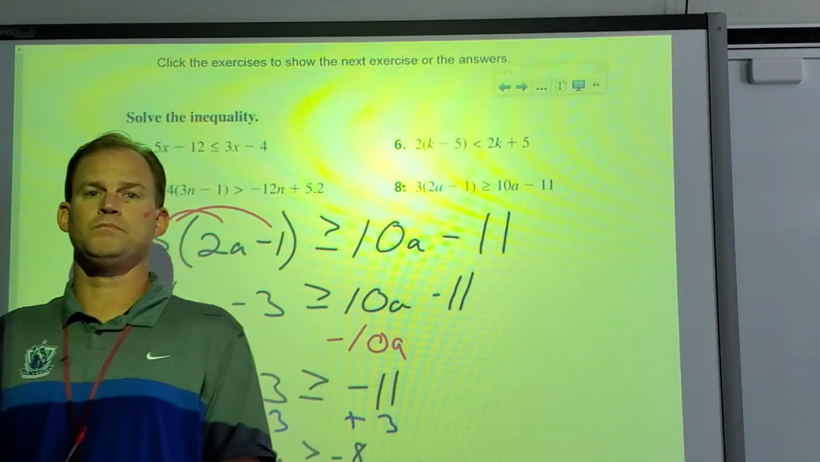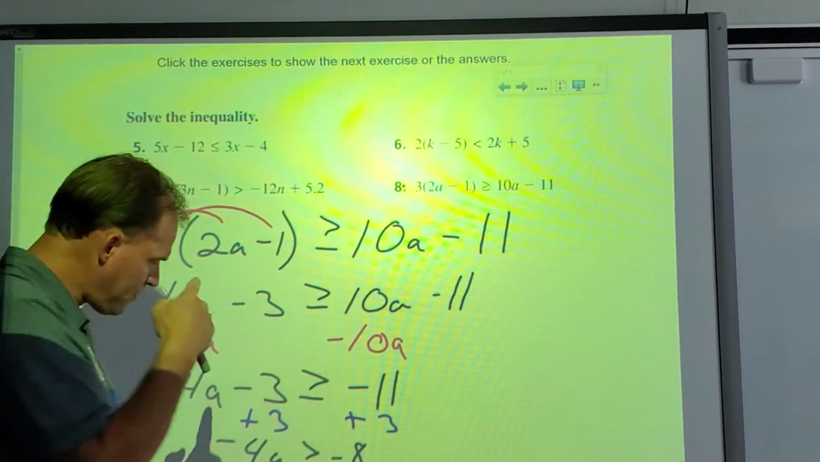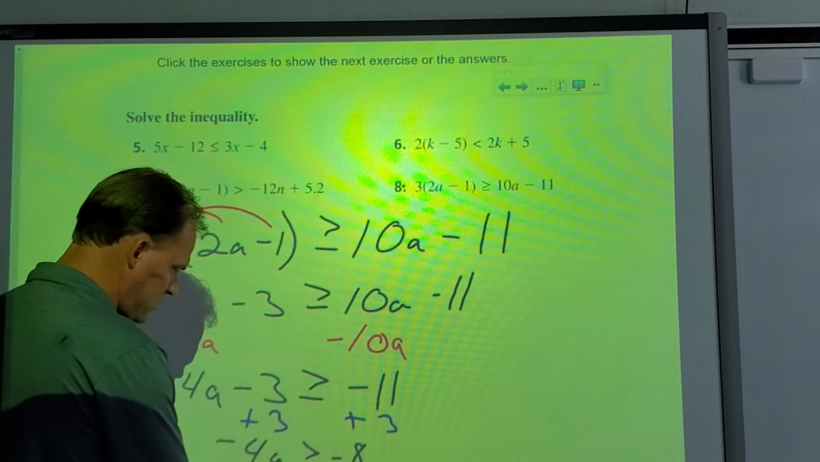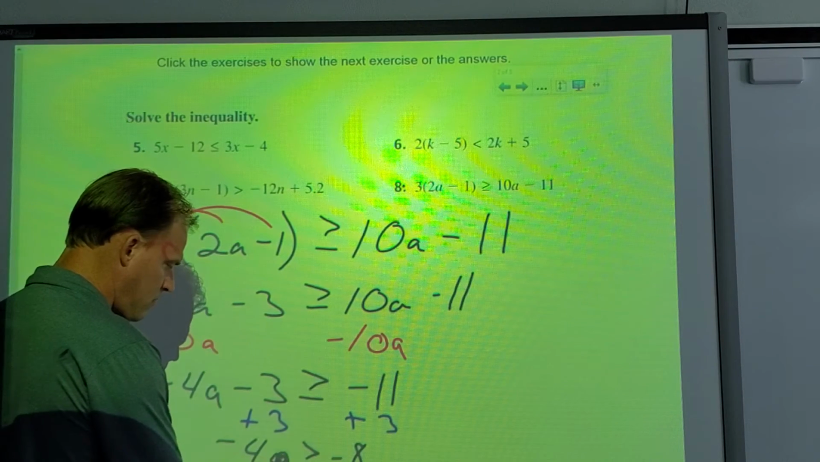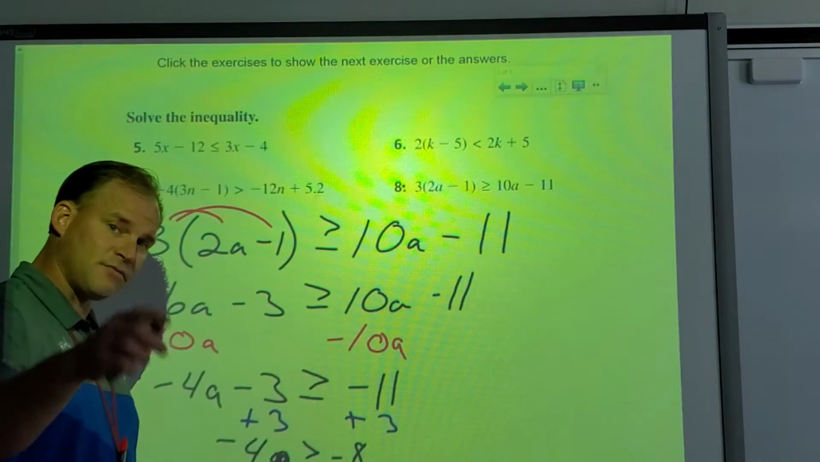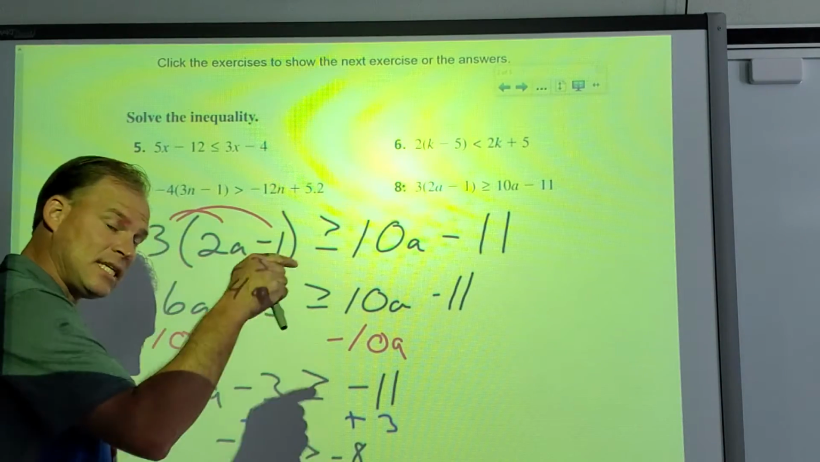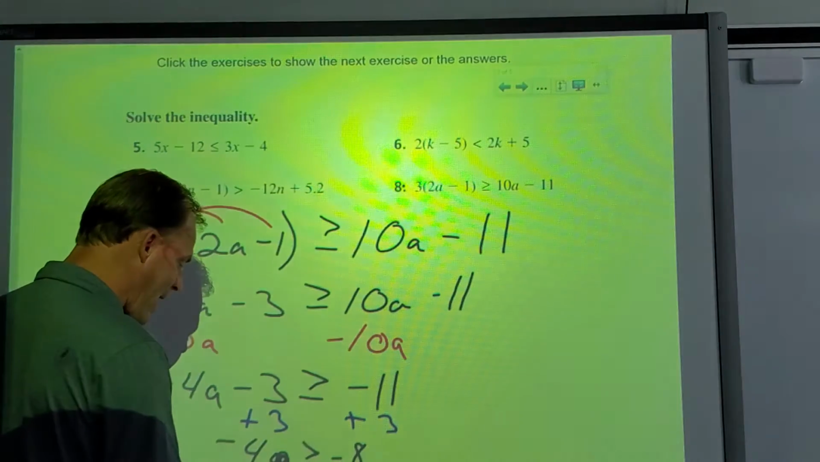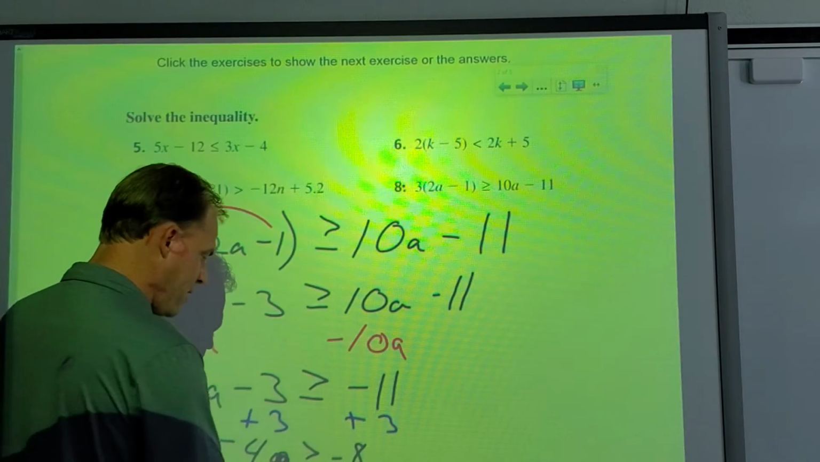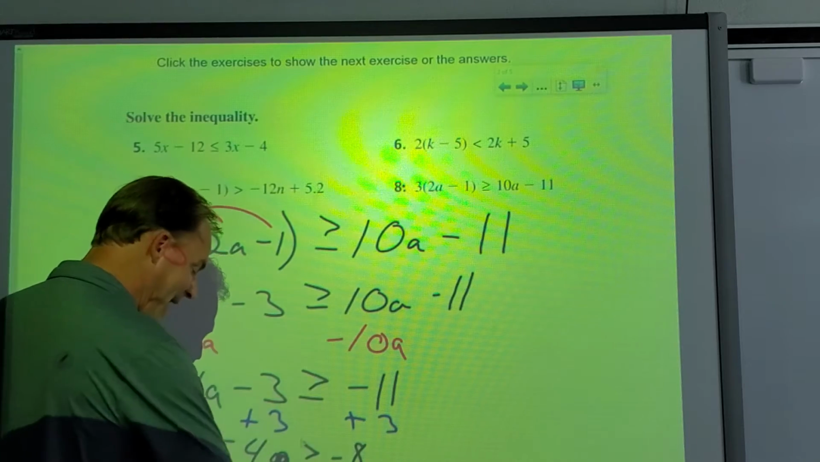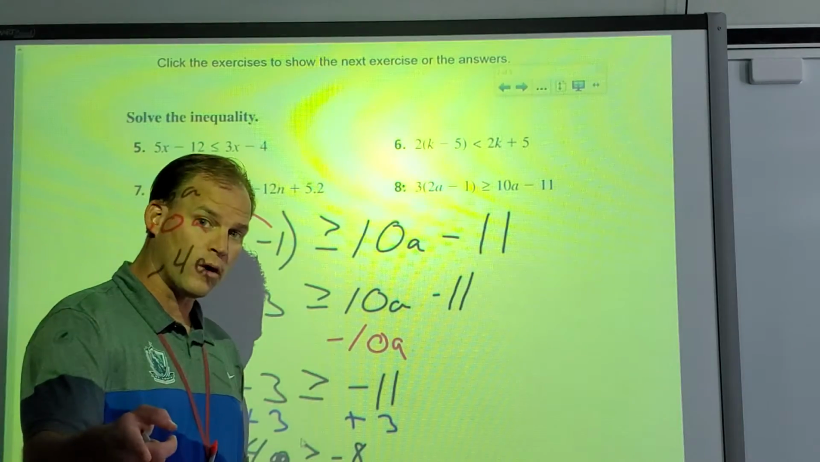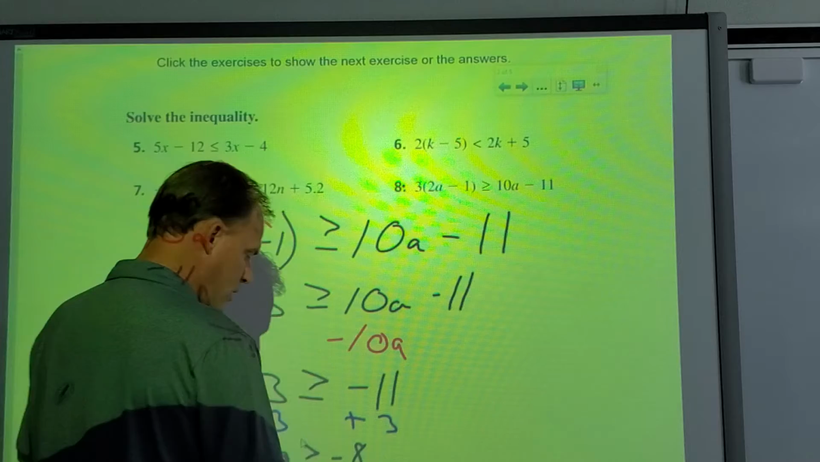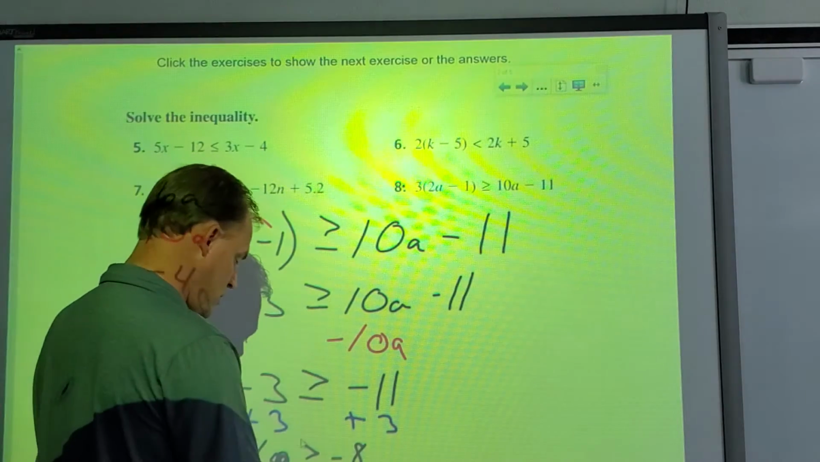What's the next step? Think about it. What are you gonna do to both sides? Divide by -4. What happens when I divide both sides by -4? I'm out of room, I'm not sure if you can see me real well.